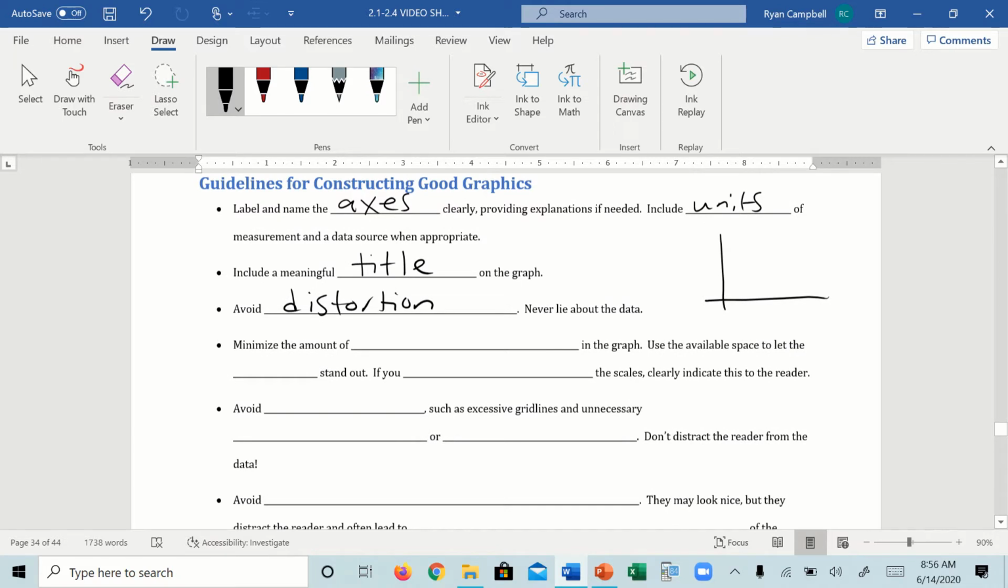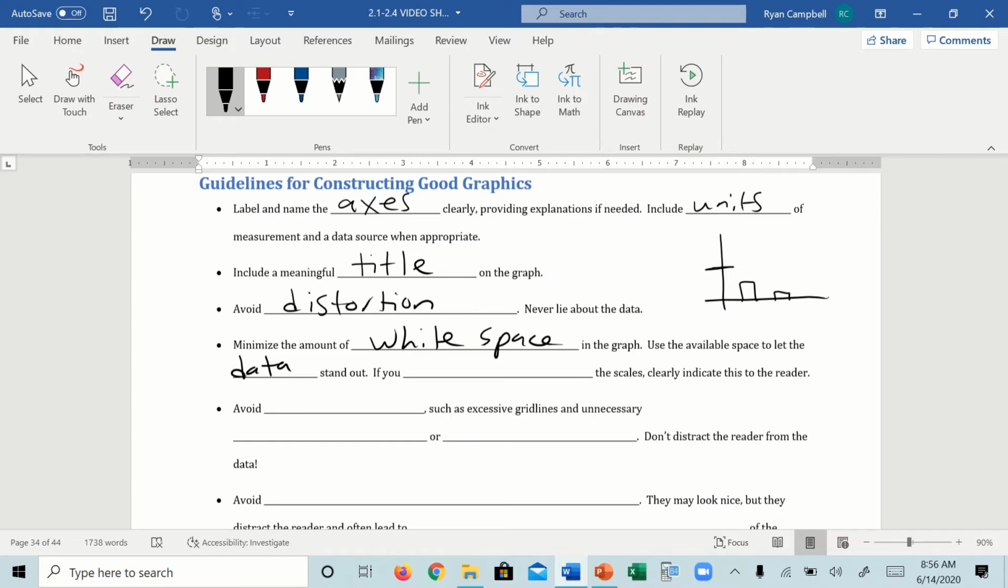Make sure to minimize the amount of white space in the graph. So make sure to use the available space to let the data stand out. So, for instance, if you have a graph that looks like this, there's so much white space, right? We could probably make that y-axis, we can kind of cut it off a little bit, stretch it, give it a little bit more pizzazz.